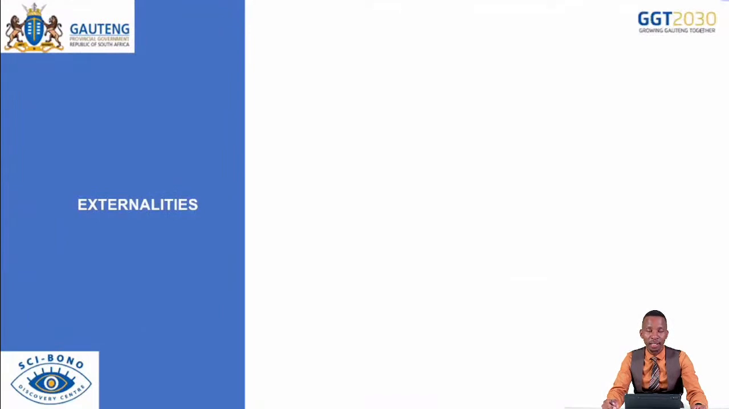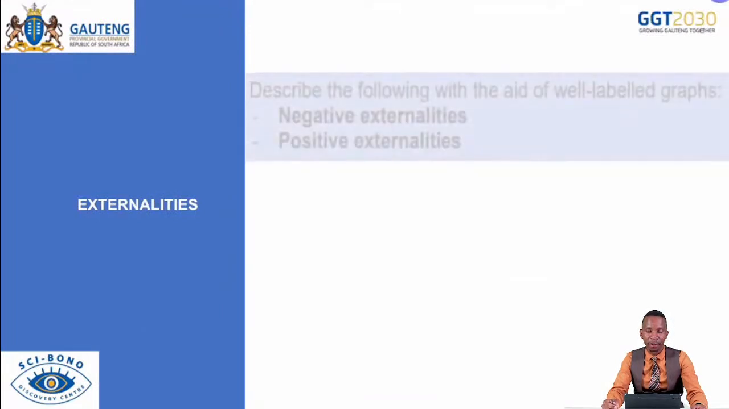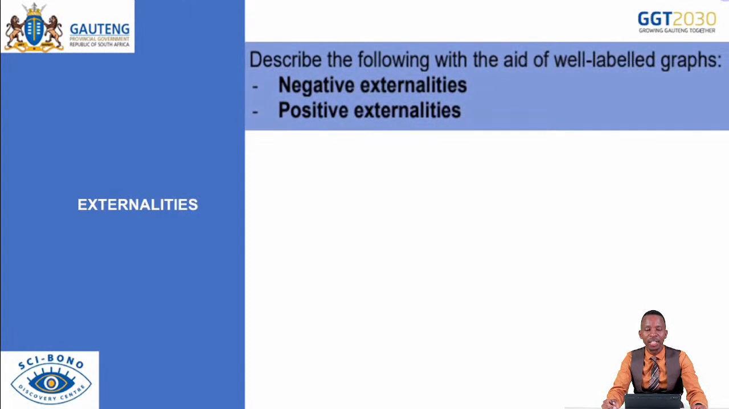And then externalities as consequence of market failure. So from the examination guideline, this is the question: describe the following with the aid of well-labeled graphs. Negative externalities as well as positive externalities. It's very important that you are able to explain them using graphs because they normally come into our examination.